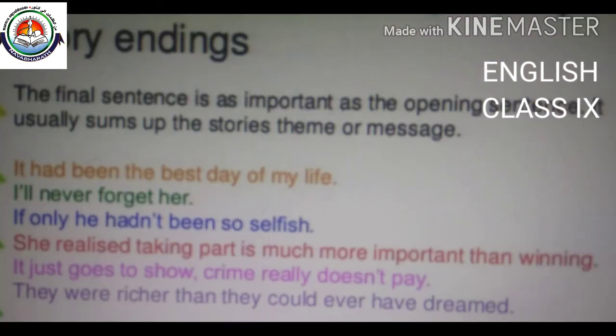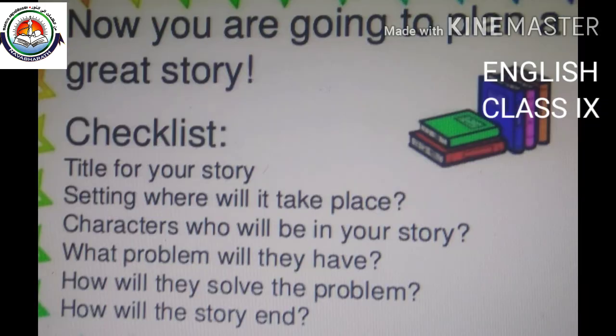And here comes the most important part of story writing, that is the ending or closing sentence. That is also very important, as important as the opening of the story. This usually comes up with the theme of the story or comes up as the message of the story. You must be careful while doing it. Now we are set with the story plan, and now you have to go with all these points given in this slide.